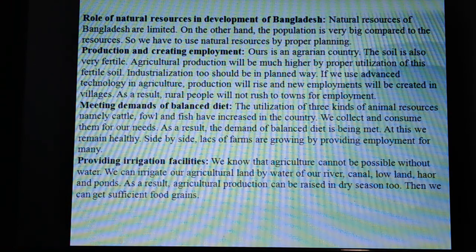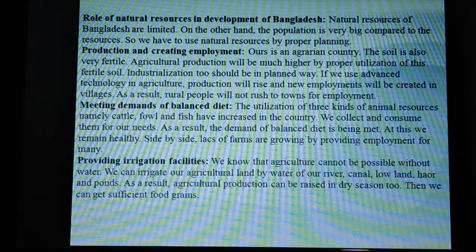That is, these animal resources fill up our balanced diet. Moreover, many solvent persons have established different kinds of farms on cattle, fowl, and fish. A lot of people are working in these farms, and they are getting handsome salaries by being employed in these institutions.